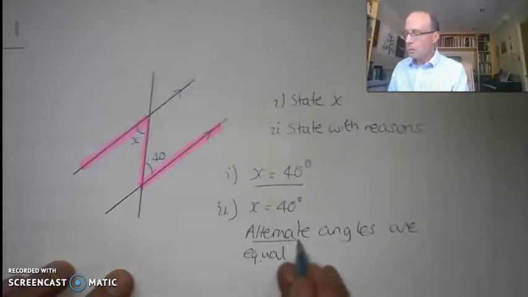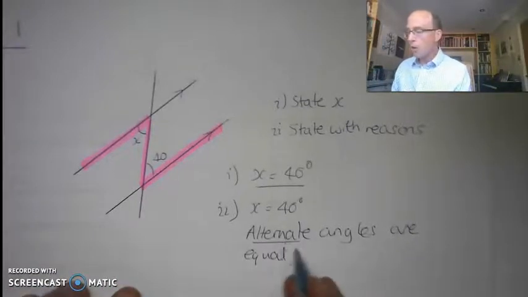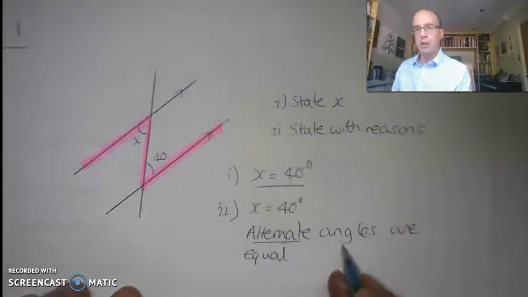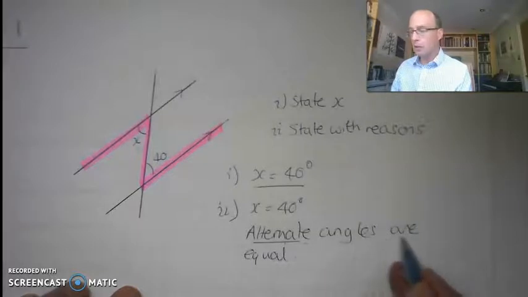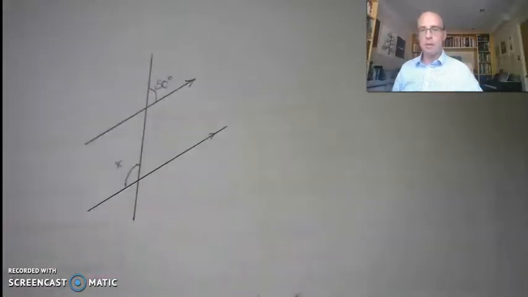So I need to remember to use my mathematical word. So I need to describe it as an alternate angle and not a Z angle. And I can't just write because it's an alternate angle. I need to write the full fact. And the full fact is alternate angles are equal. So I've got to get that written down to answer my question. Okay, that's the first example.